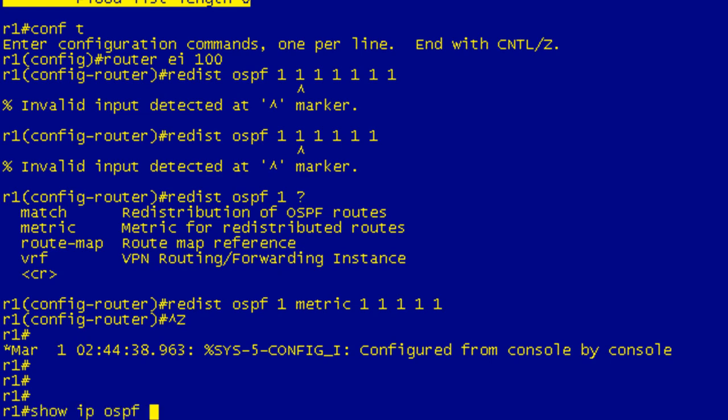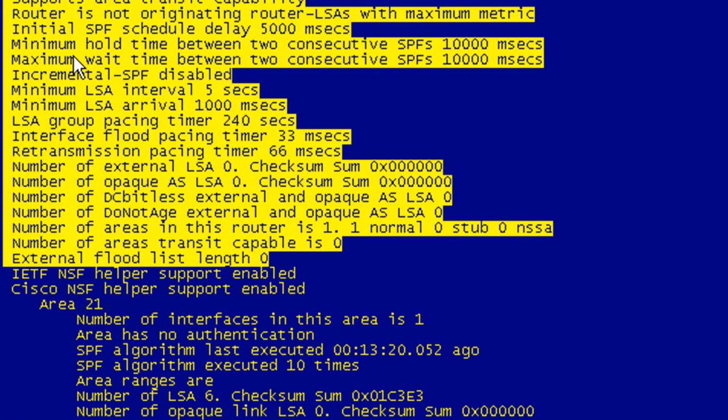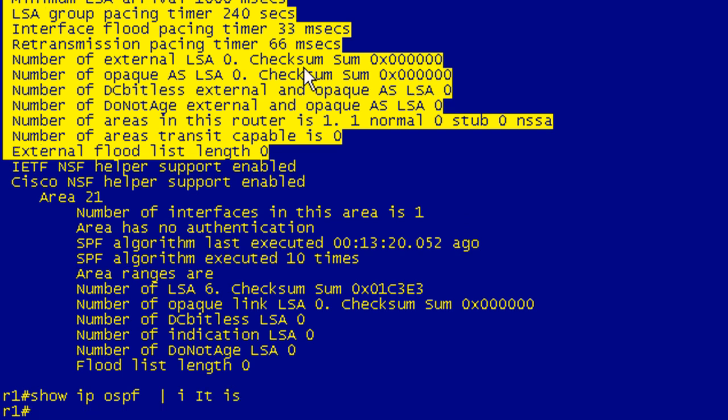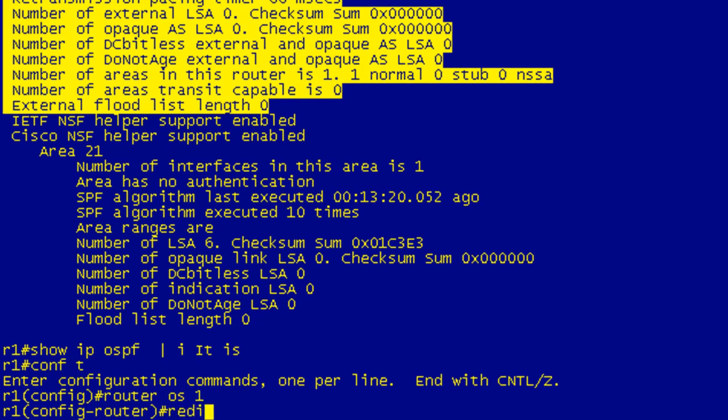So now if I do a show IP OSPF, you can see here, read through all of it, but it doesn't say it is an ASBR. We're still an internal router as far as I'm concerned. So if I did this and just piped for "it is", nothing shows up. So let's go ahead and turn this into an ASBR, and the way that we need to do that is we go into configuration mode, go to router OSPF, and I'm going to redistribute EIGRP 100 subnets.